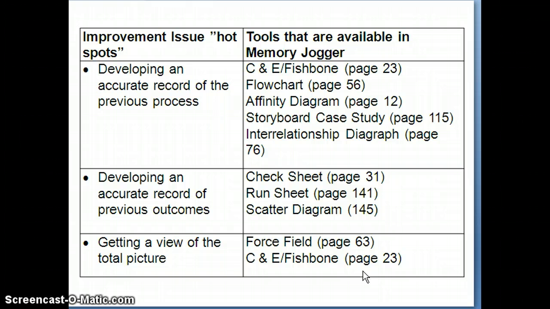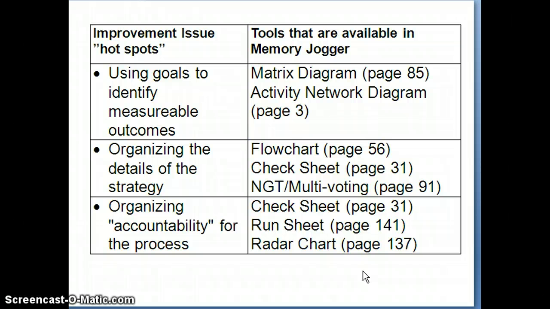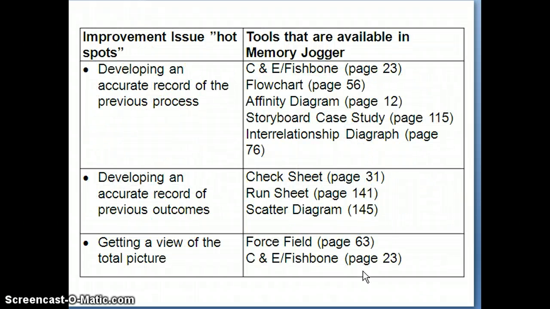If you look at your checklist and you say, whoopsie, well, let me take a picture. Suppose you say, you know, for my improvement project, it would be difficult for me getting buy-in from stakeholders, and getting teachers to agree with priorities would be a problem for my improvement project. I've identified a couple of examples of tools that would be available in Memory Jogger to help you out, and those are also available in the process. So that's what's going to be available for support for you.